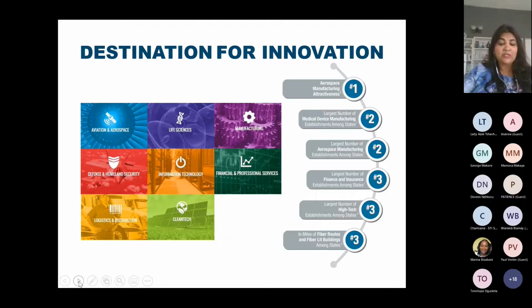Homeland security and defense solutions include cybersecurity. And finally, Florida is really strong in its financial services and a whole host of professional services. Next slide, please.